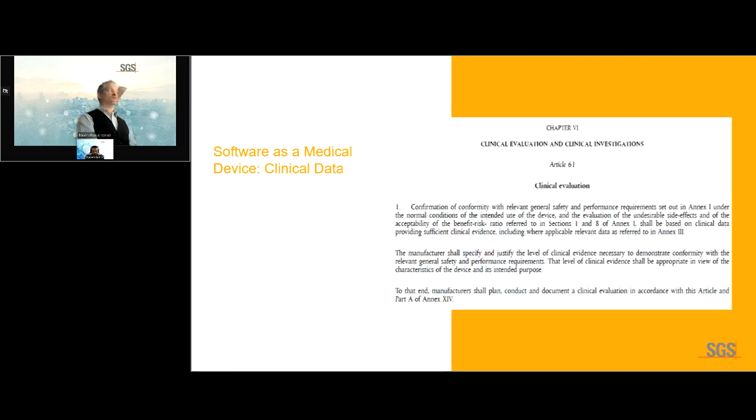So next, I want to talk about software as medical devices clinical data. Clinical data, whether you are software or anything for that matter, is the number one failure mode across the world, across all notified bodies for why people cannot get a certificate. It is extremely important, and it is huge.